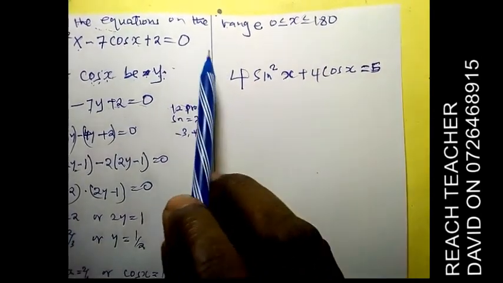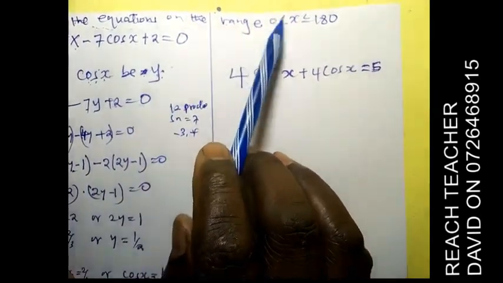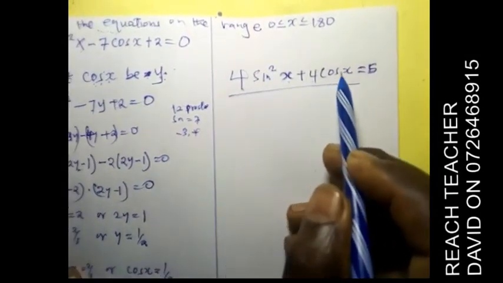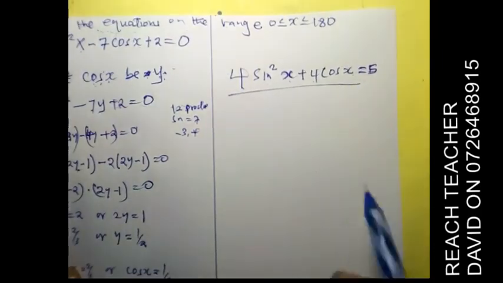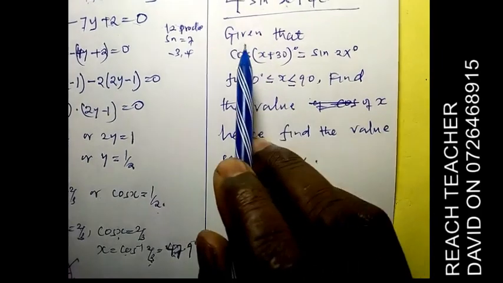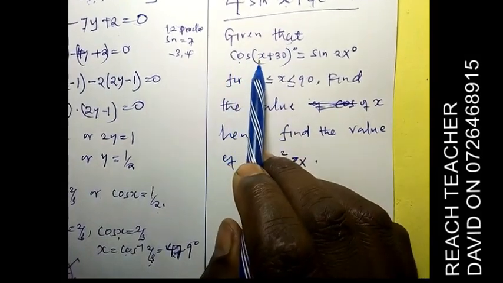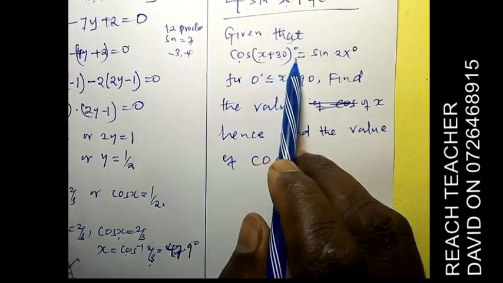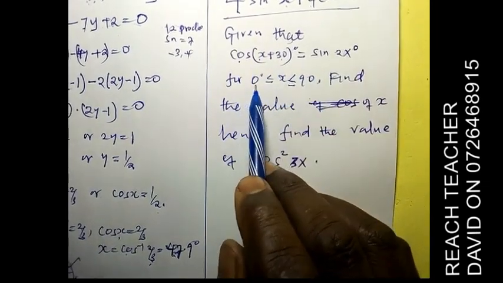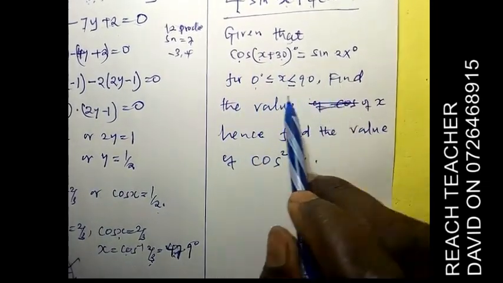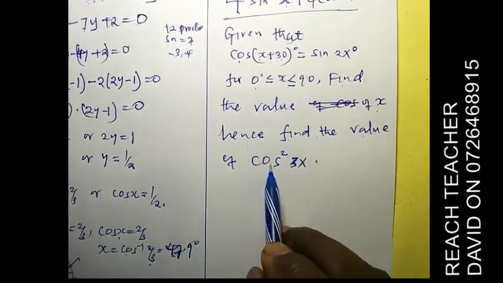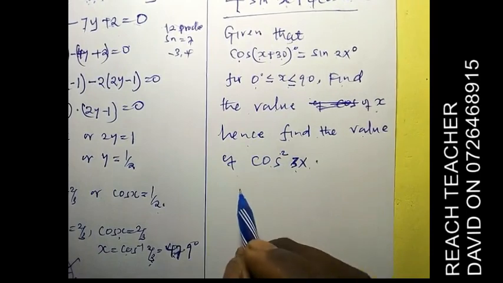So I want to give you your own to try. You will try this: solve the equation for this range, and this is the equation: 4 sine squared x plus 4 cos x is equal to 5. That one you will do. Given that cos (x plus 30 degrees) equals sine 2x degrees, for this range find the value of x, hence find the value of cos squared 3x.